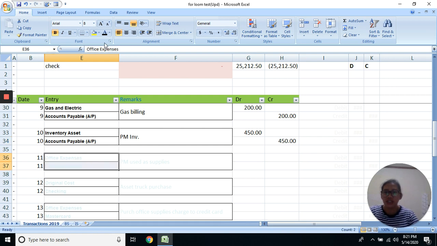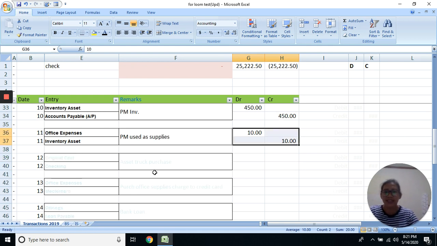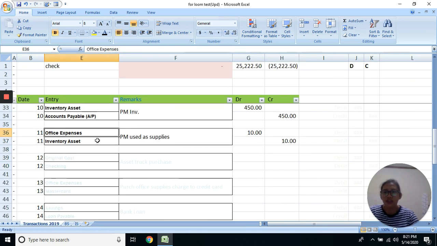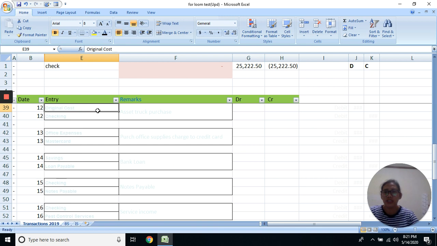Next transaction. So we get from our inventory, our packaging inventory, and use it as office supplies, worth 10 US dollars. So the entry is office expense debit increases by 10 US dollars, and credit inventory asset decreases by 10. So here.